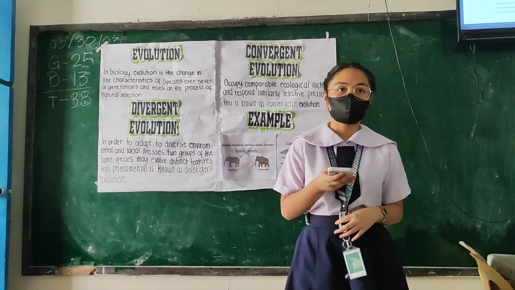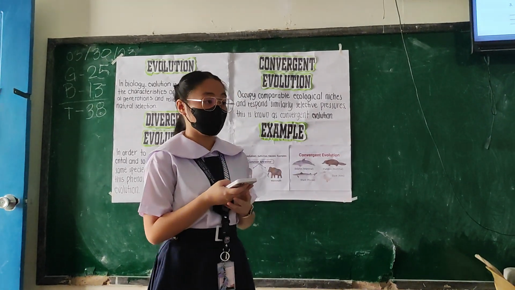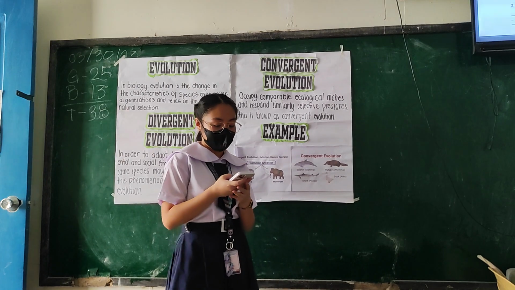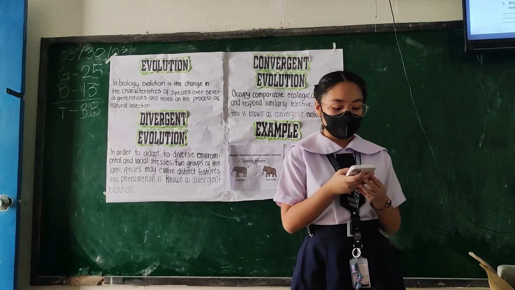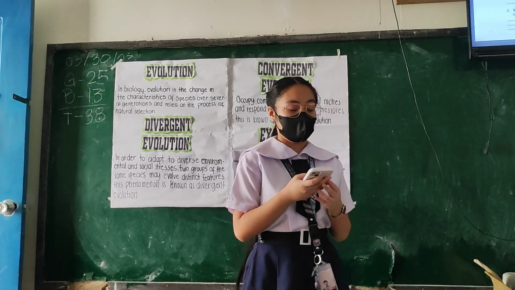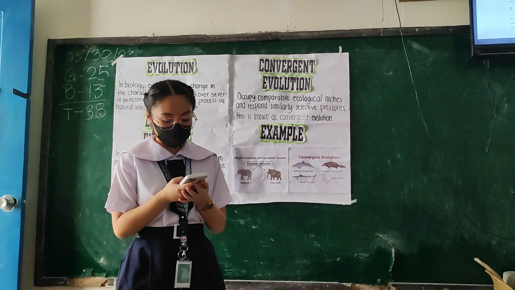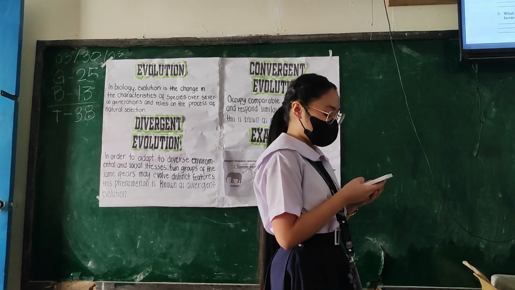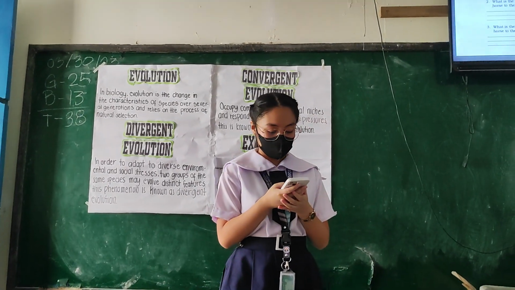It's all about evolution and the two types of evolution. Before we proceed to the two types of evolution, let's first know what evolution is. Evolution is a change in the characteristics of a species over several generations and relies on the process of natural selection. In the evolutionary function, there is a reason some object or process occurred in a system that evolved through natural selection.